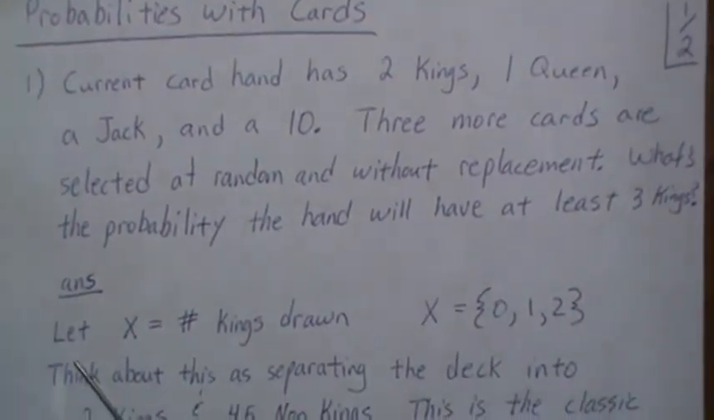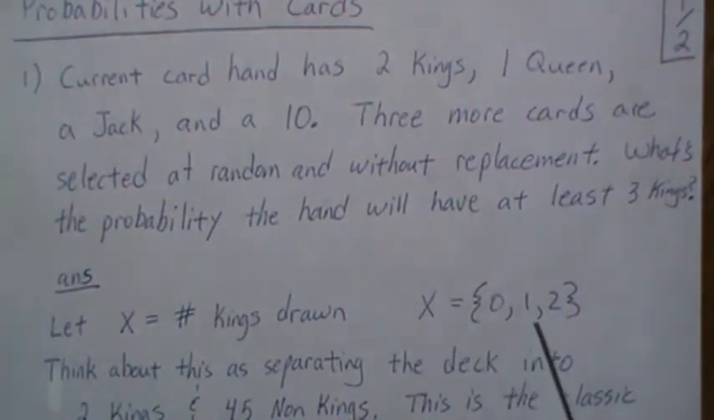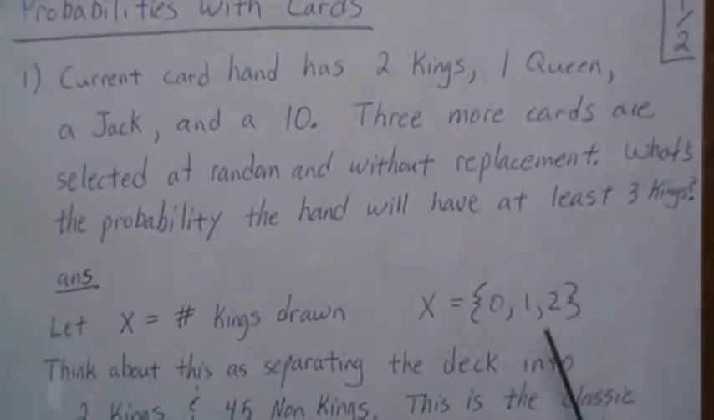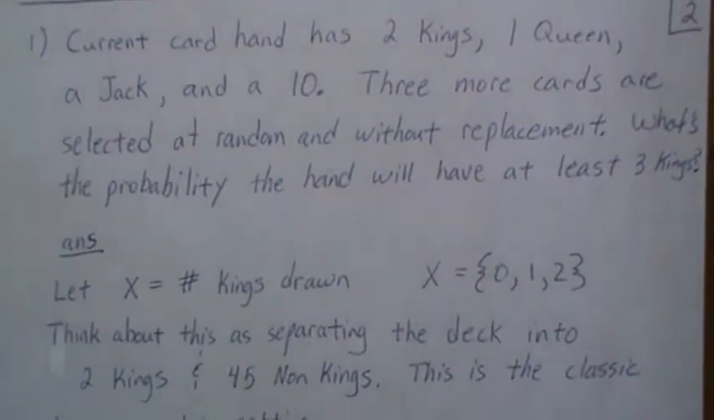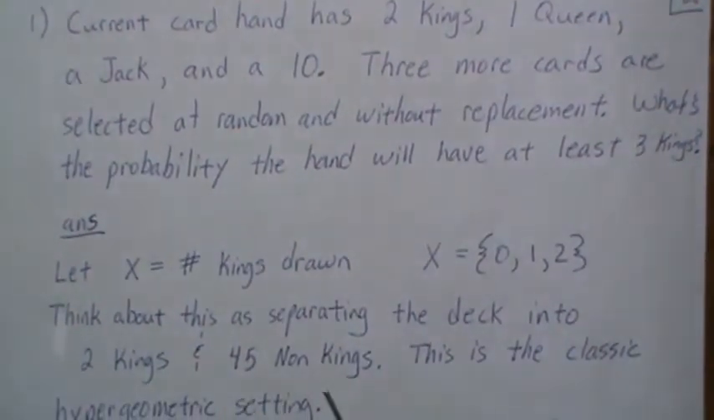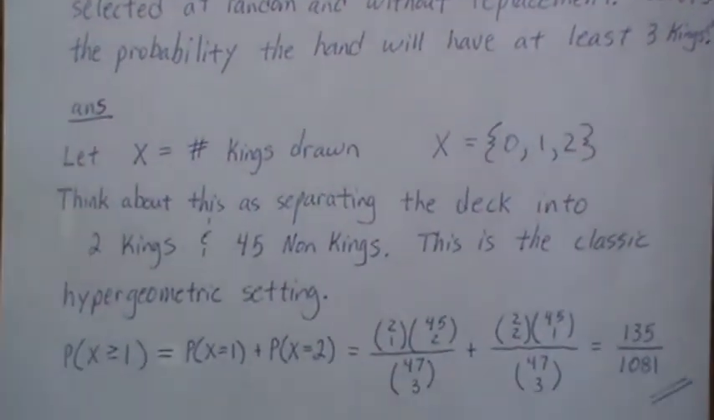So the answer is, let's let X equal the number of kings drawn. And so X can only take on 0, 1, or 2. Right? Because there's already 2 kings in the hand, there's 2 kings left, and you could have 0, 1, or 2. Now we think about this as separating the deck into 2 kings and 45 non-kings. And then this is the classic hypergeometric setting.